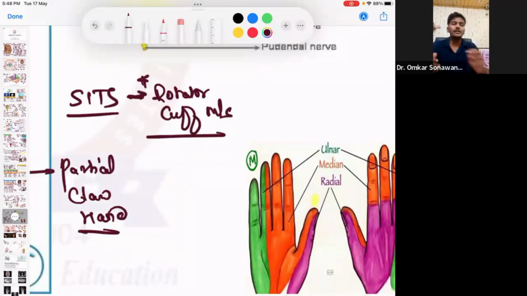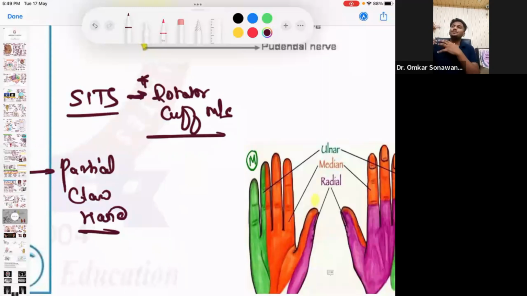So which will be the rotator cuff muscles? SITS. First S goes for the supraspinatus. I goes for the infraspinatus. T goes for teres major or teres minor? T goes for the teres minor. And S goes for the subscapularis. Which is the forgotten muscle in the rotator cuff? Subscapularis. The forgotten muscle of the rotator cuff is subscapularis.